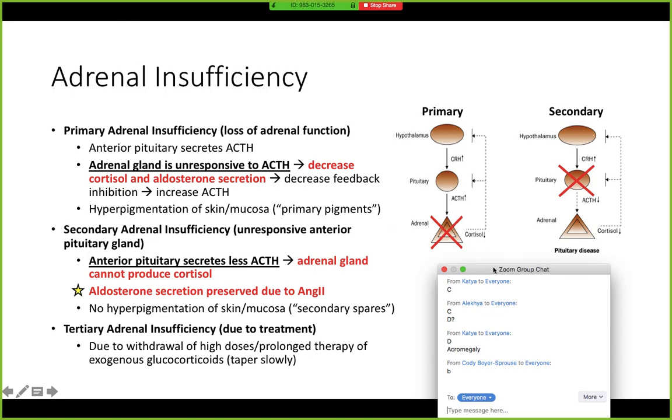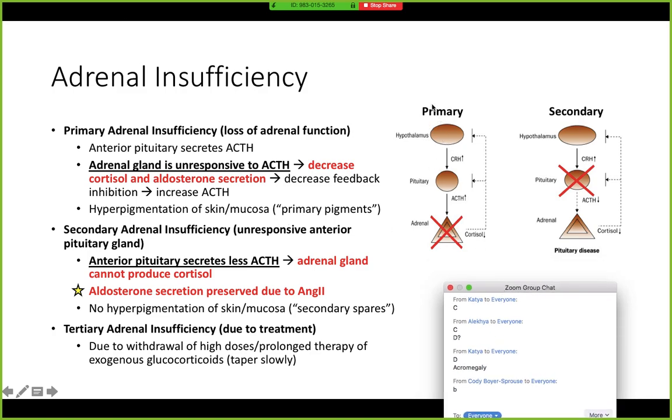Okay, so in primary adrenal insufficiency, primary is referring to the loss of adrenal function. So you have your anterior pituitary, which is secreting ACTH, and due to the loss of adrenal function, your adrenal gland is going to be unresponsive to the ACTH. So as a result, you're going to see a decrease in both cortisol and aldosterone secretion, and this is going to decrease the feedback inhibition.